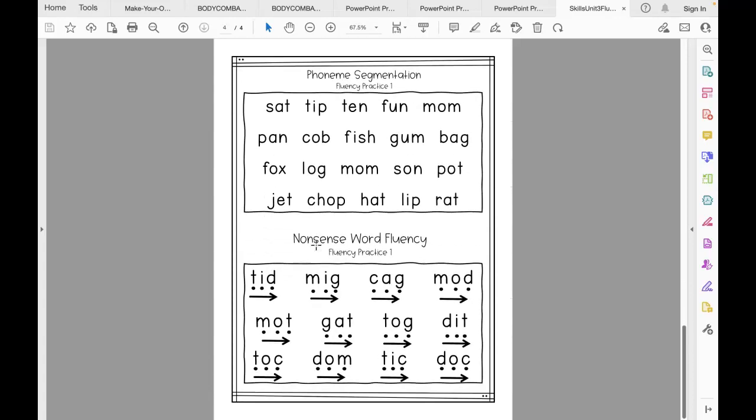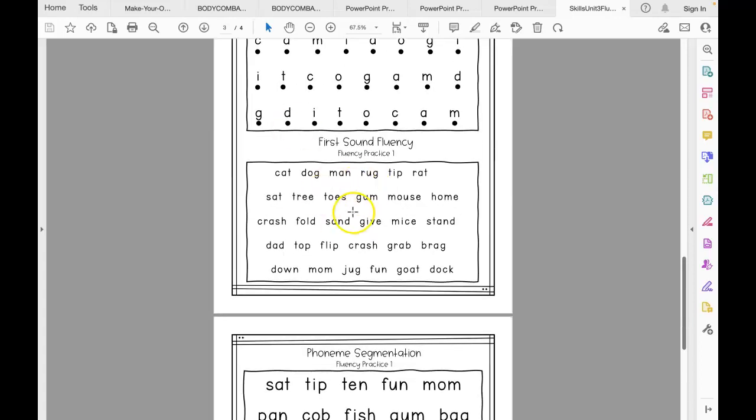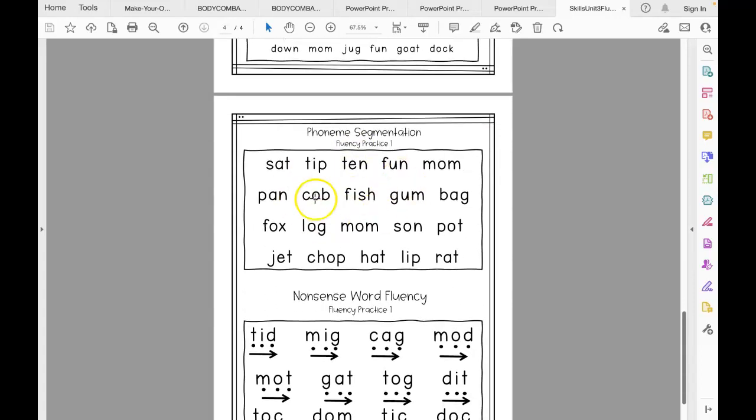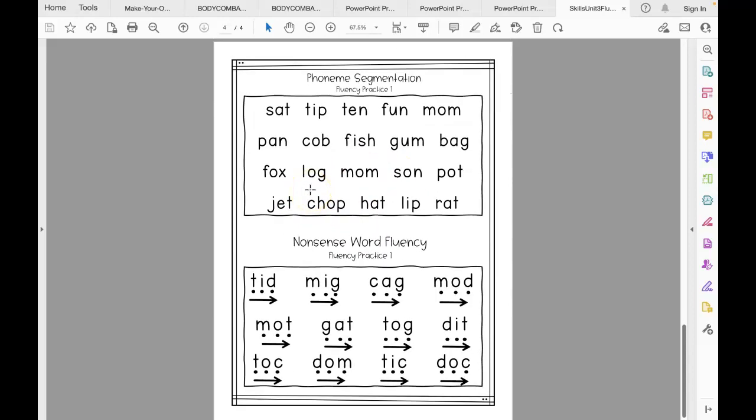The next page is for phoneme segmentation. Again, this is the adult stating the word, and then the student identifying each sound that they hear. Now, for both the first sound fluency and the phoneme segmentation section, the student is not looking at the words at all. This is all oral. So it's just the student hearing the words themselves.